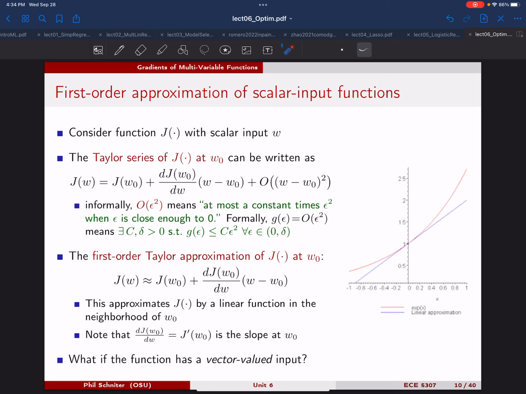So we're going to start with the simplest case where our function just has a scalar input. The scalar input is just the scalar w, and the function is, again, J. Later, we'll handle more interesting cases of vectors and matrices. You probably remember from some time back the Taylor series of a function. If I want to write the function J at an arbitrary point w, in terms of what happens at some reference point, w0, we can think of it as a reference.